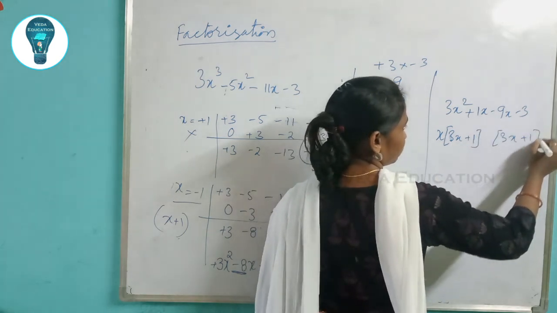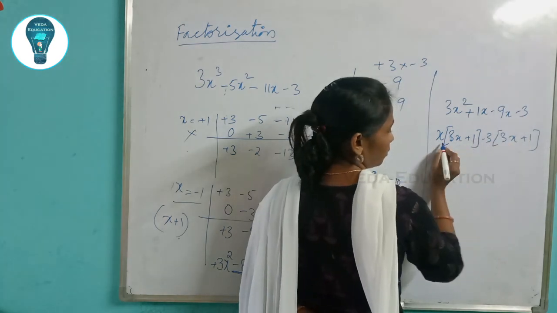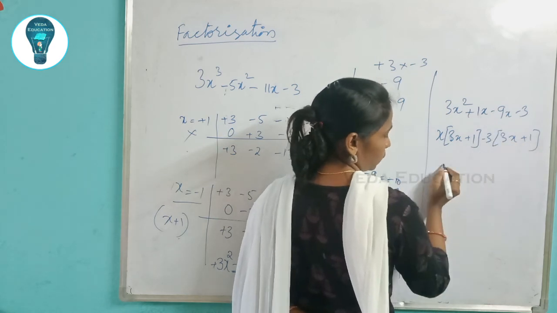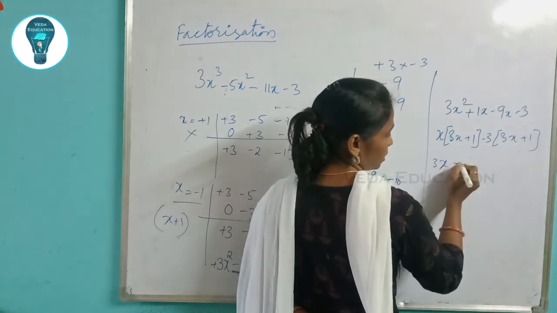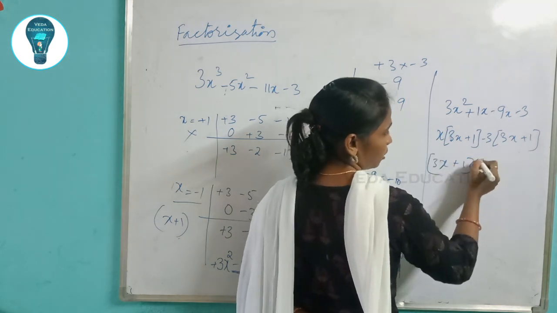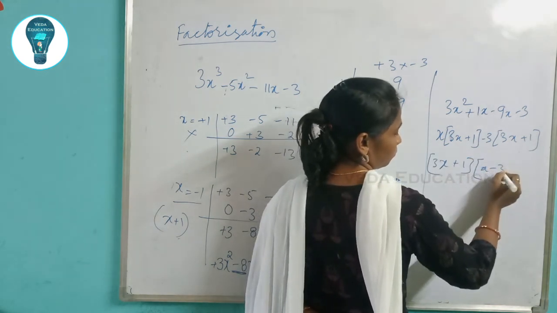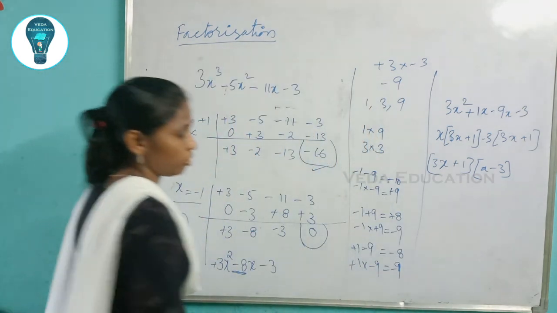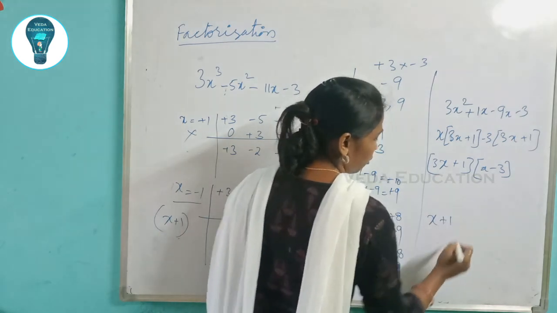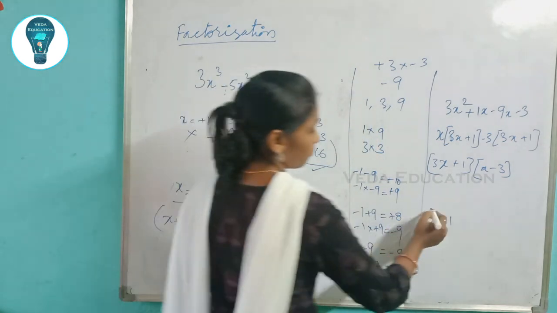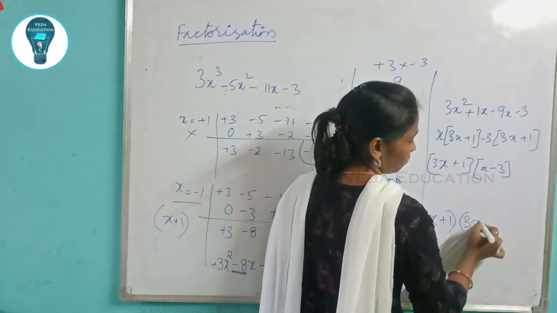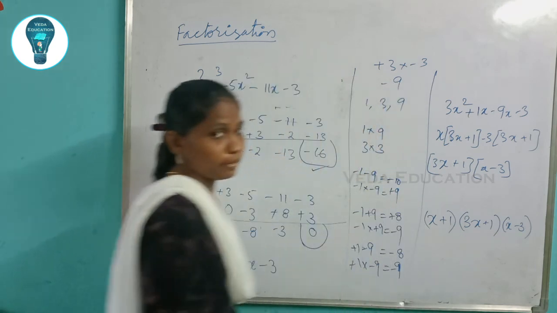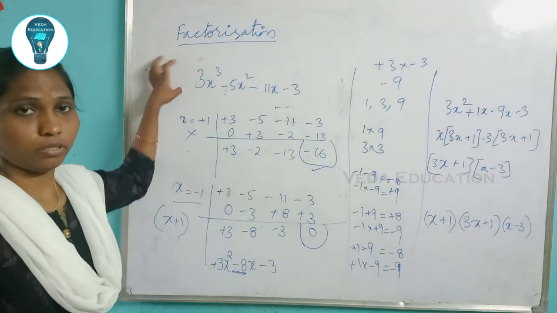Okay, plus 1. Here also write the same polynomial, 3x plus 1. So here minus 3. x into 3x, 3x square, x into 1, 1x. 3 3s are 9, 3 1s are 3. Next, the 3x plus 1 polynomial is common. And which terms are left? x minus 3 is left. These are the factors of the given cubic polynomial. What are the factors? x plus 1, which we got in the first case, next 3x plus 1, next x minus 3. These are the factors of the given cubic polynomial. Thank you.